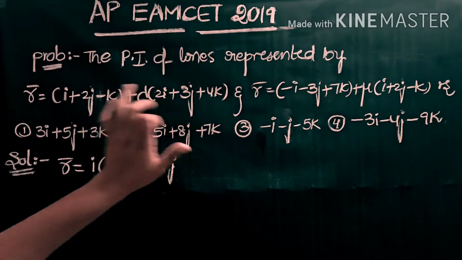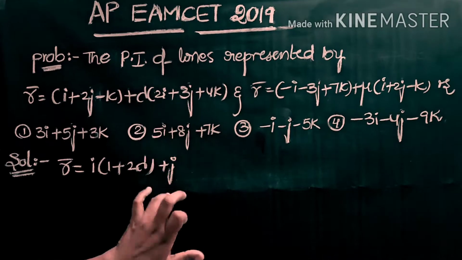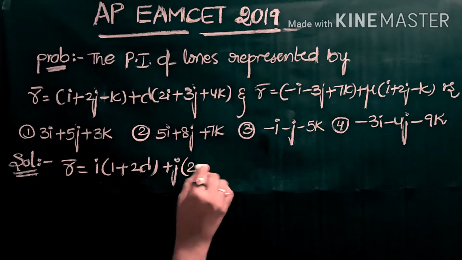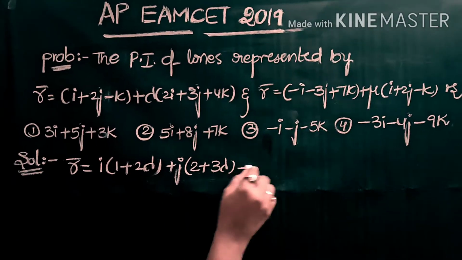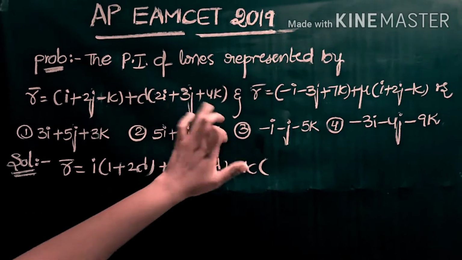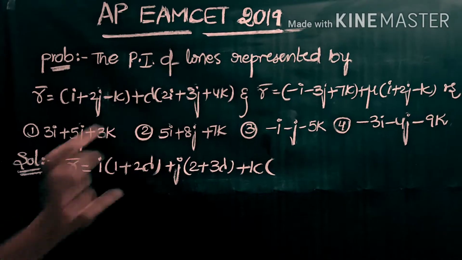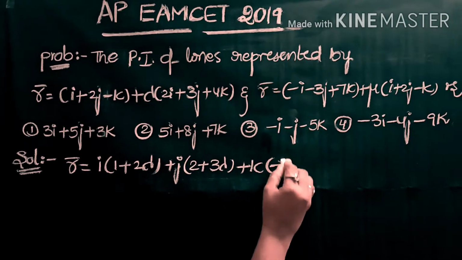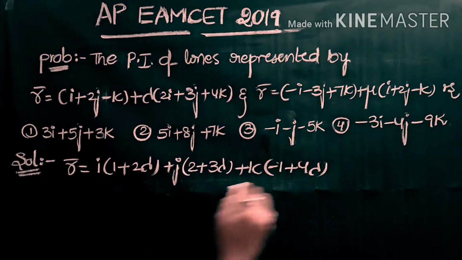2 plus 3 lambda, 2j plus 3 lambda j, taking j common, that is j into 2 plus 3 lambda, plus k into, next last we are writing the k component, this is minus k, this is 4 lambda k, that is taking k common, remaining value minus 1 plus 4 lambda. Now this is the first equation.